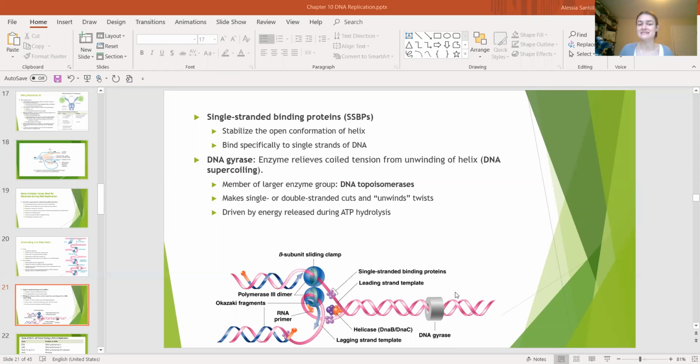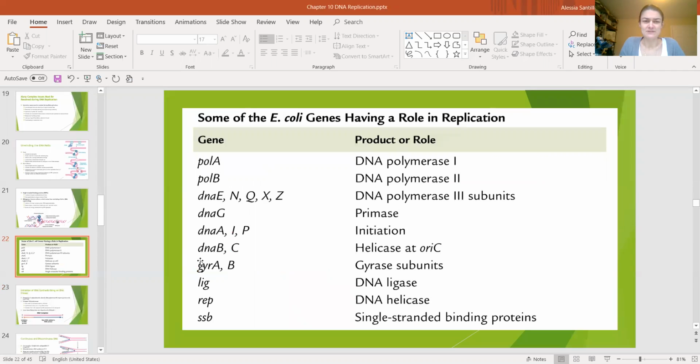So it's an enzyme that relieves this coil tension from the unwinding of the helix. This is known as DNA supercoiling, and this requires ATP. Okay, so some of the genes and then also obviously their respective proteins that they encode.